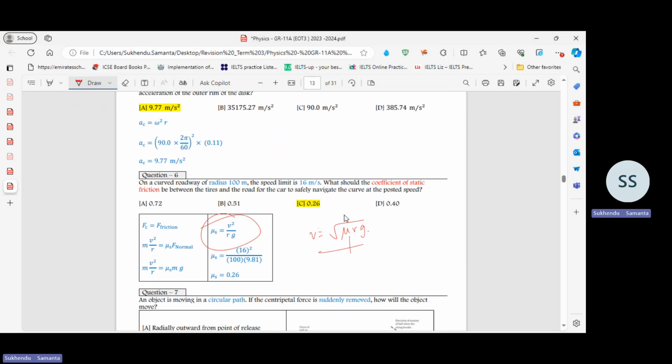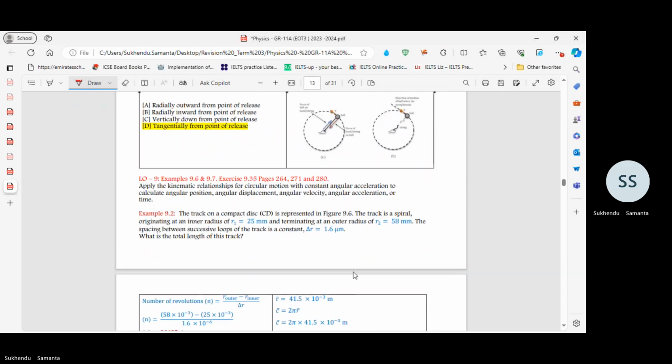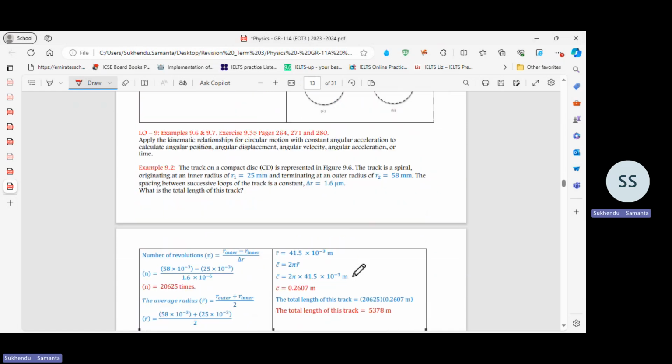If the friction is 0, that means no friction is there, then what is the velocity? v is equal to square root of r g. If it is beyond that, it will slip off. Next one.